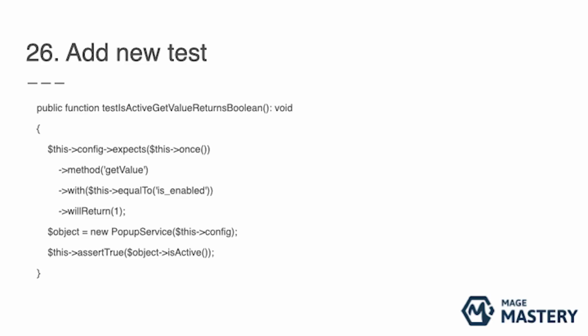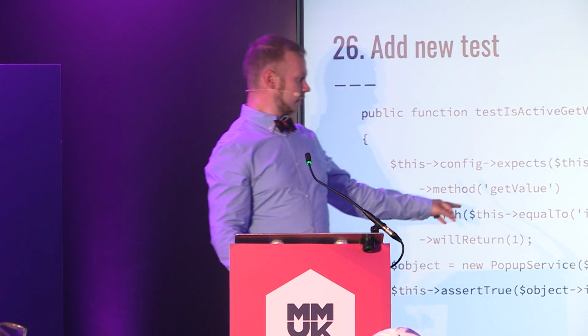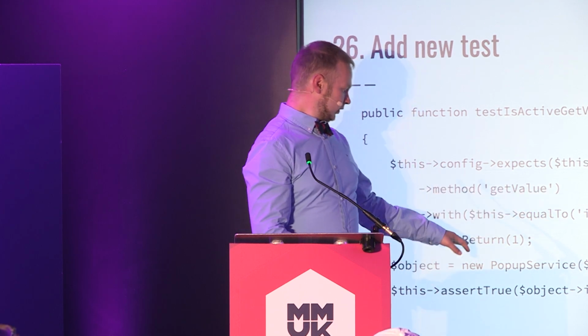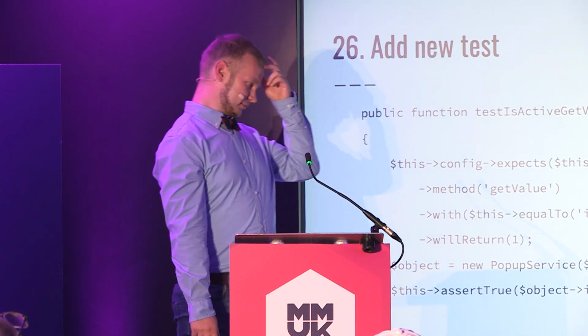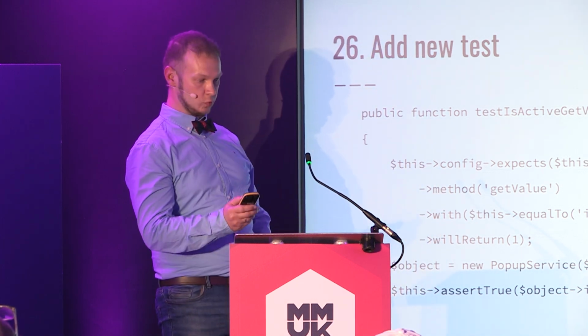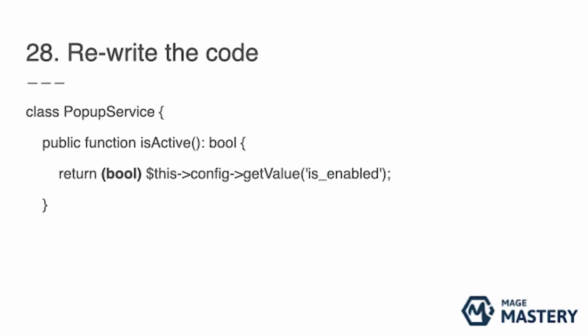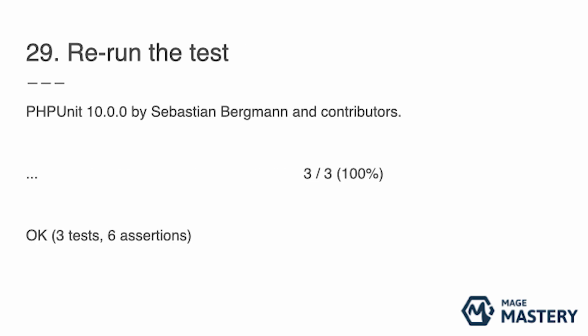I have to add another test case in order to cover this scenario that says if getValue method of the config dependency with the exact same argument will return something different, let's say 1, because in a database, in core config data, we can store 1 or integer instead of Boolean. We expect that it will return true. And it shows us this result, and only in this case, I can go back to my isActive method and add this bool casting. And now I have 3 tests. I have fully covered pop-up service class, and all my scenarios are covered.